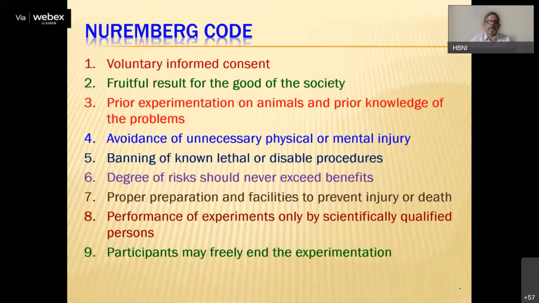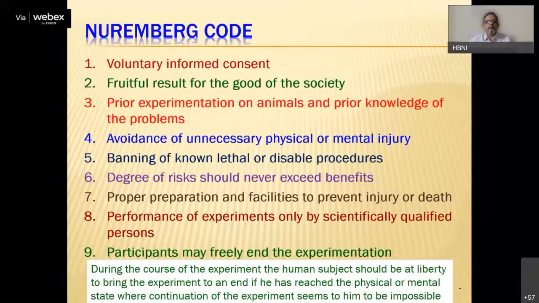And the ninth one says the participants may freely end experimentation. That is, if the participant is not satisfied or doesn't want to carry on with the experiment, he should be allowed to go. That means during the course of the experiment, the human subject should be at liberty to bring the experiment to an end if he has reached the physical or mental state where continuation of the experiment seems to him to be impossible.